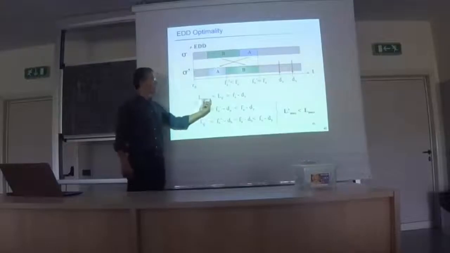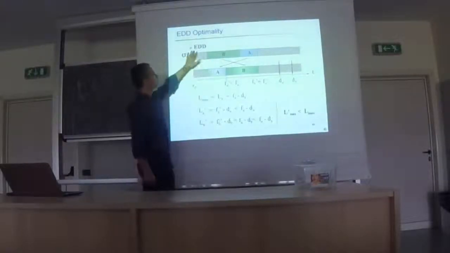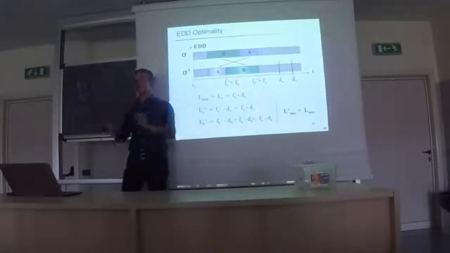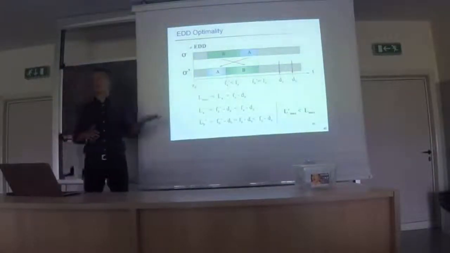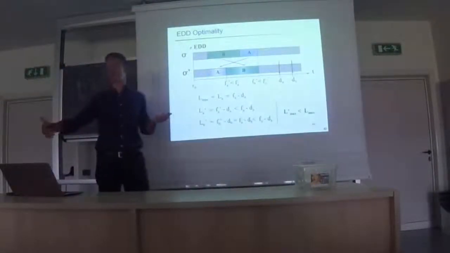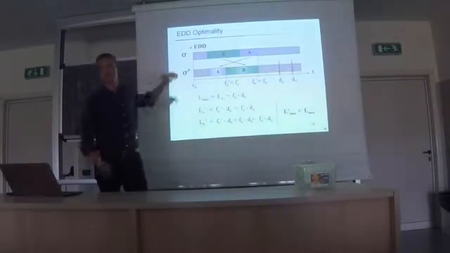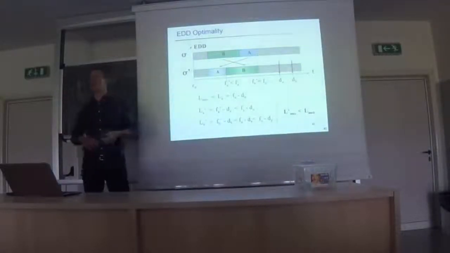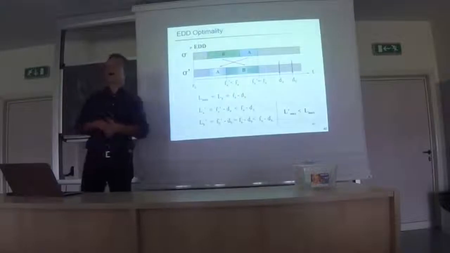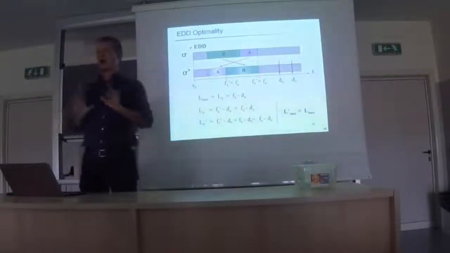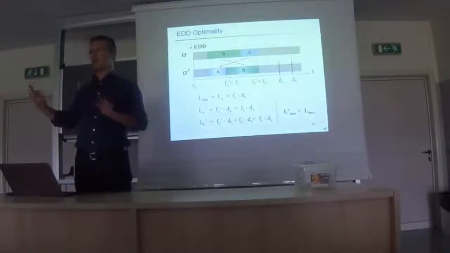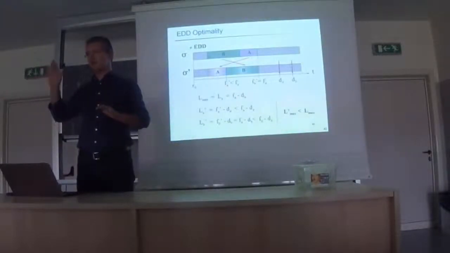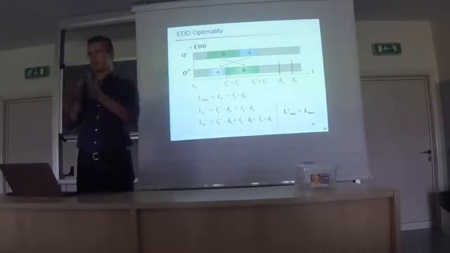Like before, we prove this by contradiction. We assume something holds and reach a contradiction. So starting from scratch, how do I prove the optimality of EDD with respect to maximum lateness? That means that EDD is always able to minimize the maximum lateness.